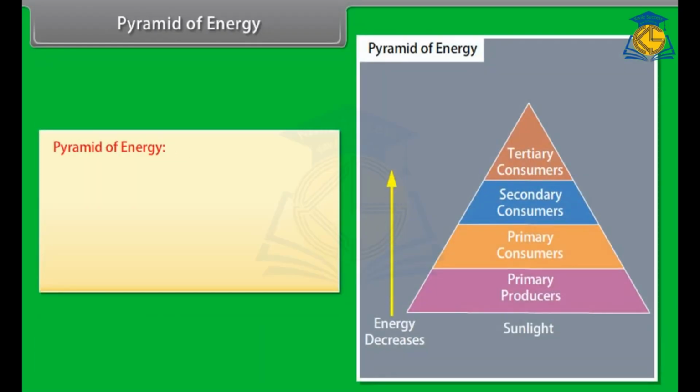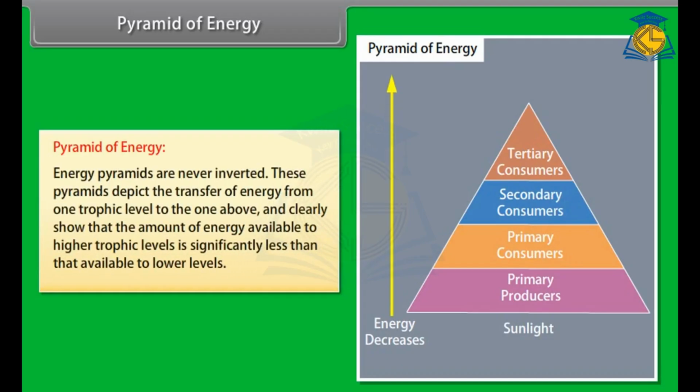Pyramid of energy. Energy pyramids are never inverted. These pyramids depict the transfer of energy from one trophic level to the one above and clearly show that the amount of energy available to higher trophic levels is significantly less than that available to lower levels.